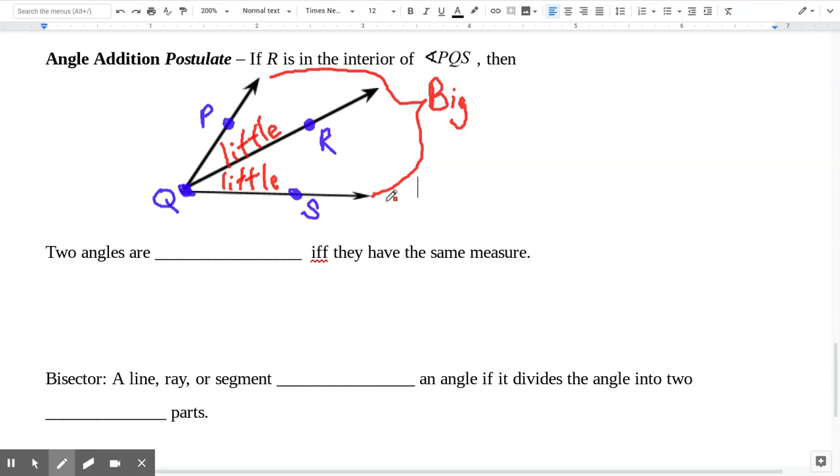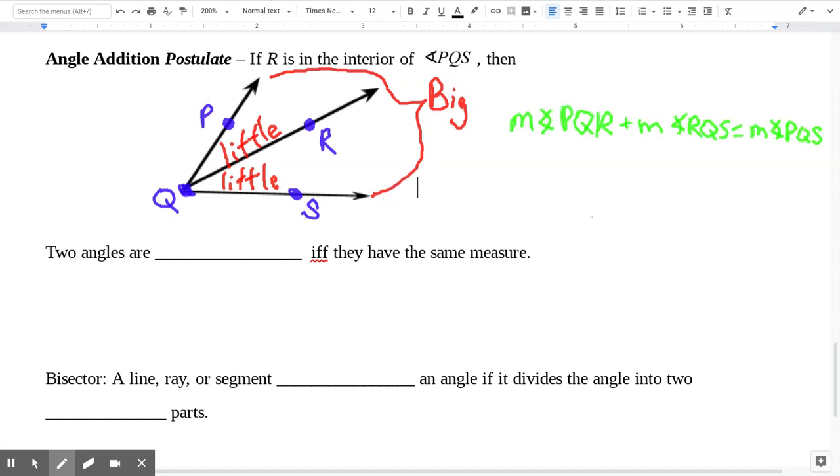But it is just like the operations with segments, where we can add two smaller angles that are together if they're making up a larger angle. So in this particular diagram, what we have is the little angle. One little angle is angle PQR, and the other little angle is RQS. So we can say the measure of angle PQR plus measure of angle RQS equals the big angle measure PQS.